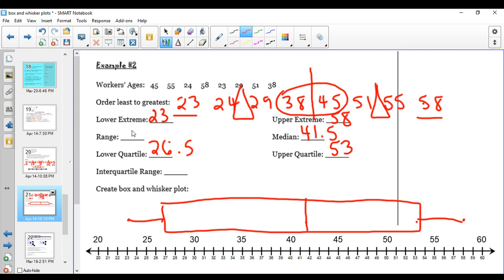So they asked for range. You worked on this in last week's module. So for range, we're going to subtract the highest number minus the lowest number, 58 minus 23, and that's going to give us 35.